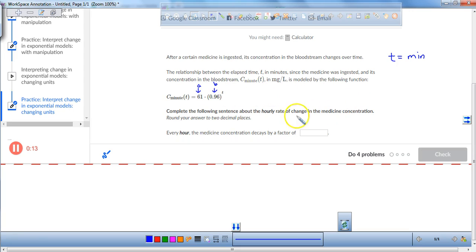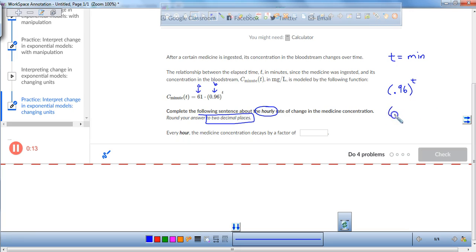All right. So complete the following sentence about the hourly rate of change in the medicine concentration. Every hour, the medicine concentration decays by a factor of what? And so we need to round our answer to 2 decimal places. So right now, this is the decay factor, all right? It's a decay factor per minute, all right, per 1 minute.